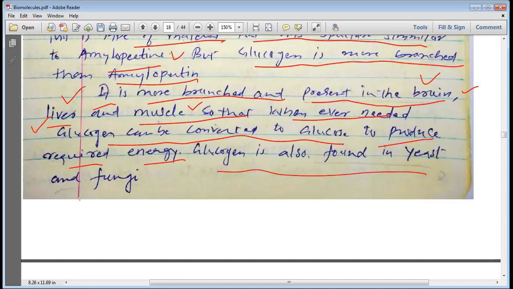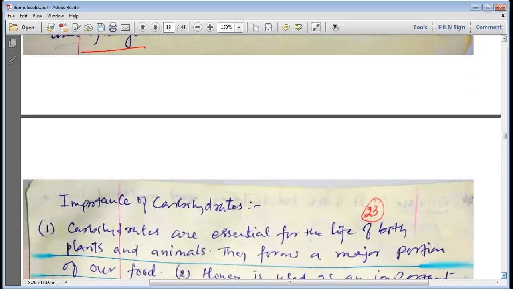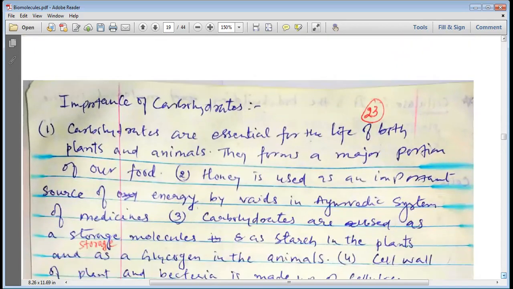Glycogen is also found in yeast and fungi. Please remember, my dear students, that glycogen can also be found in yeast and fungi.